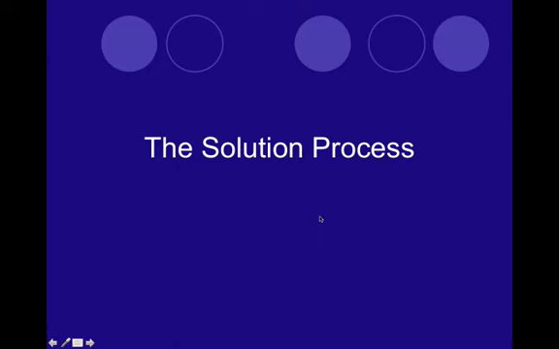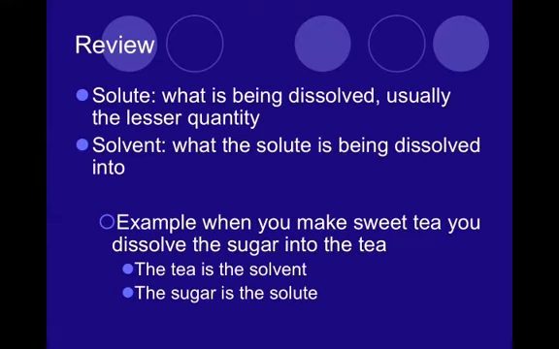Okay, so now I want to talk about the solution process. Just a little bit of review from a few days ago when we talked about the beginning part of solutions. Your solute is what is being dissolved, usually the lesser quantity, and your solvent is what the solute is being dissolved into. For example, when you make sweet tea, you dissolve the sugar into the tea. The tea is the solvent because there's more of it, and the sugar is the solute because there's less of it, and it is what is being dissolved into the solvent. Just a little bit of review.